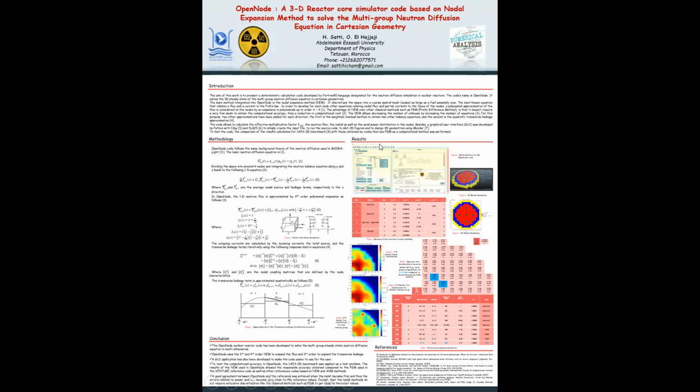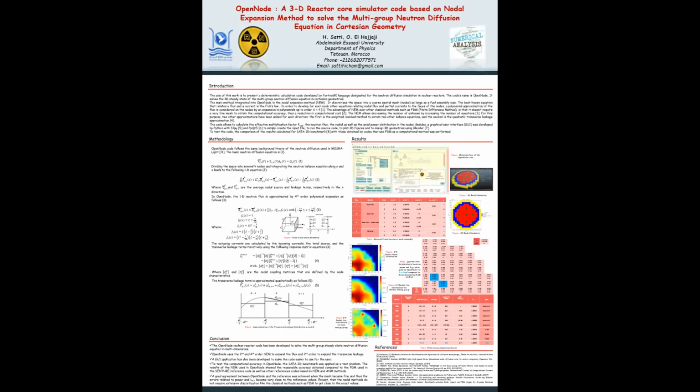In this part, I will present the OpenNode calculation code that I have developed. The most important features of OpenNode are that the source code of calculation is written in Fortran 90. The input is simple and flexible using a graphical interface developed with the Python language and software like PyQt Designer and Blender. It solves the steady-state core problems with Cartesian geometry.